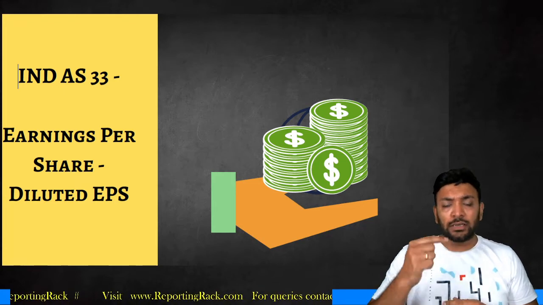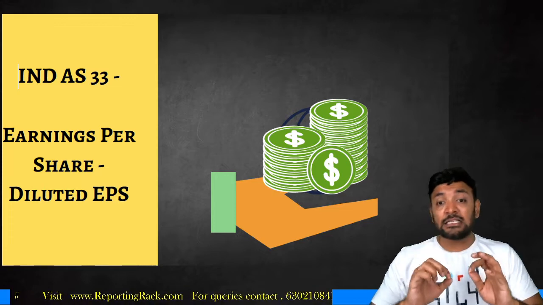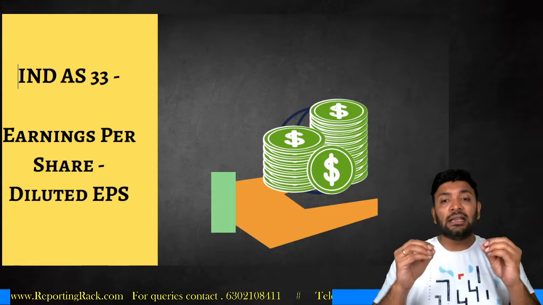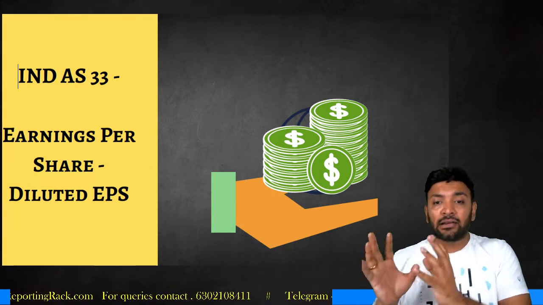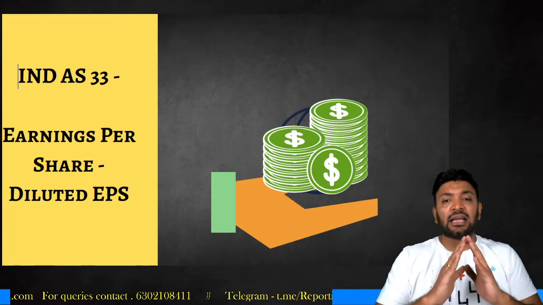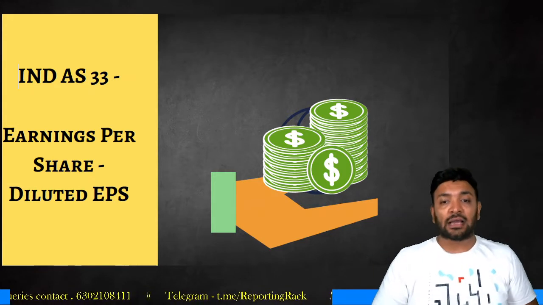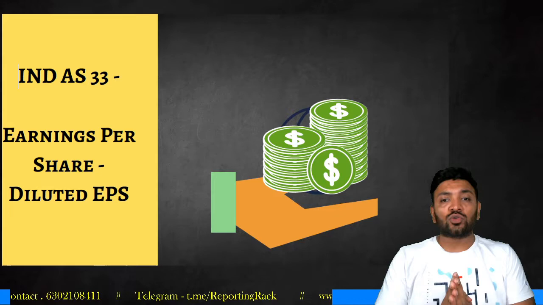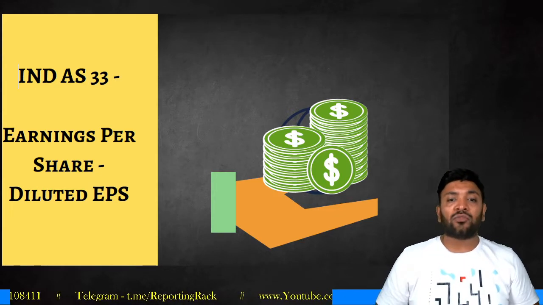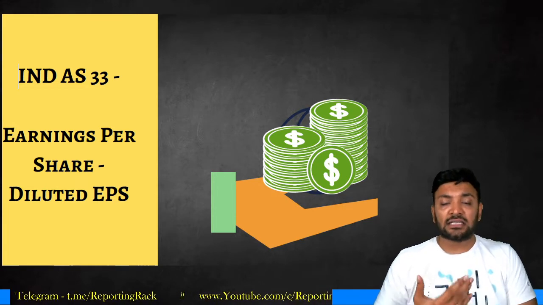So just to revise what we have already done, I said this standard is a peculiar standard among all other standards because it only deals with measurement and disclosure. It's a pure disclosure standard and there is no recognition of EPS anywhere. So there is no EPS account debited or EPS account credited. So it's only a pure disclosure standard. I try to calculate the amount of EPS and put the amount of EPS on the face of the P&L. So in simple sense, this is exactly what the standard is discussing.